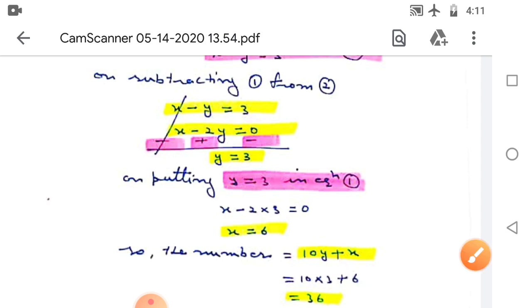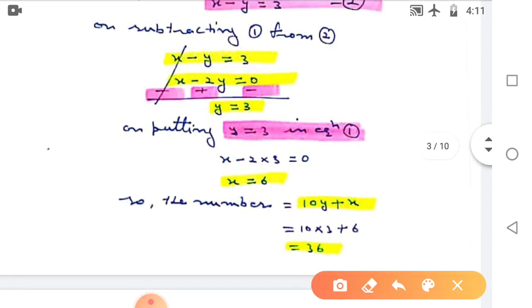So after putting the values, the number is 10y plus x. So 10 into 3 plus 6, that is 36. So the required number is 36.